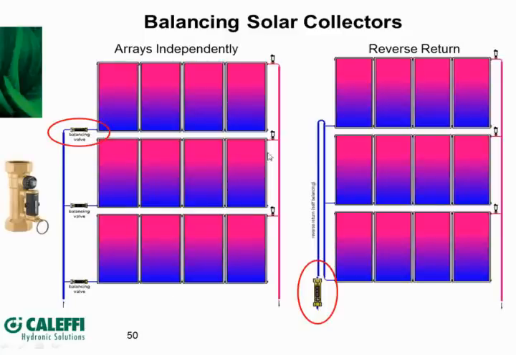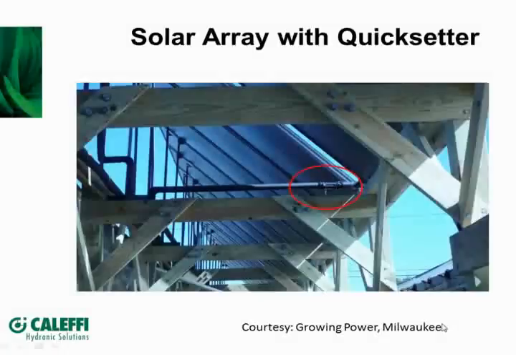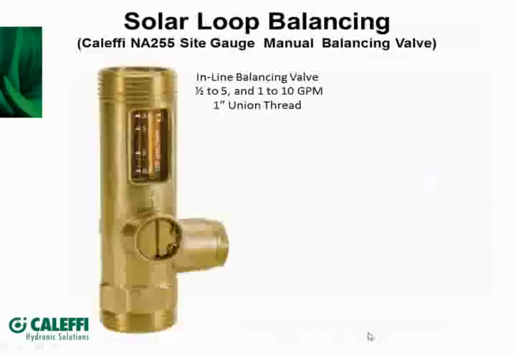Even solar thermal collectors, where you have a series of arrays. Some contractors will balance each separate array individually with a balancing valve, or use reverse return piping and use a master balancing valve, if you will, to set the flow rate so that each of these 3 arrays has the same flow going through it. Like this example in Milwaukee on the solar thermal installation called Growing Power.